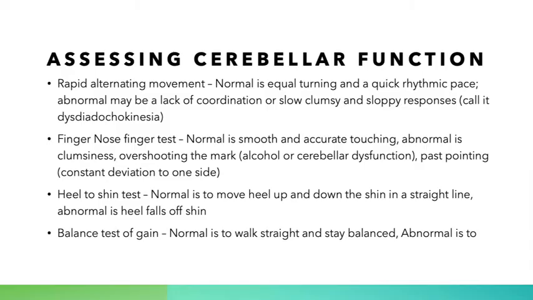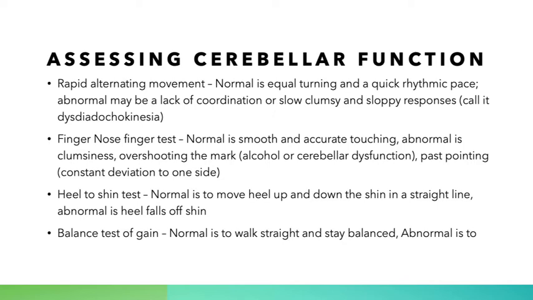The next test for assessing cerebellar functioning is the finger-nose-finger test. With the person's eyes open, ask him or her to use the index finger to touch your finger and then touch their own nose. After a few times, move your finger to a different spot. The person's movements should be smooth and accurate.